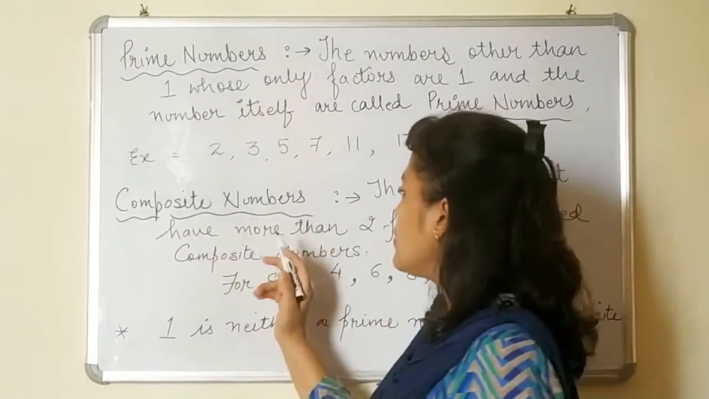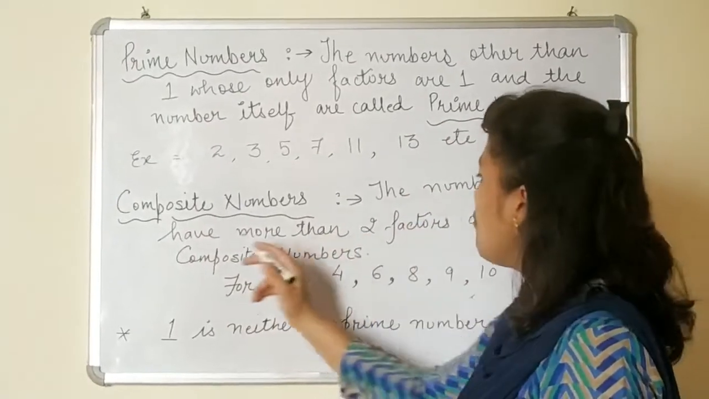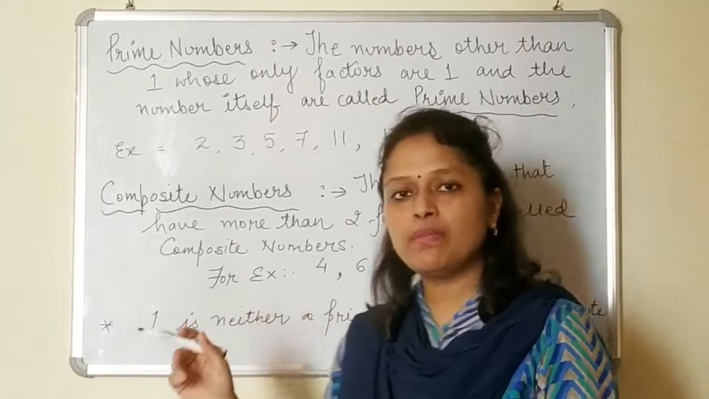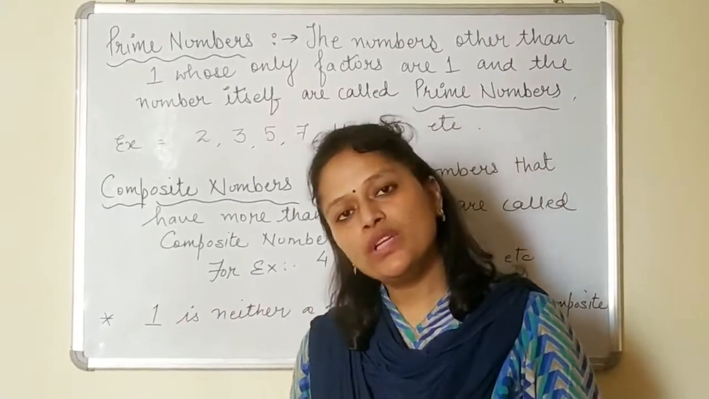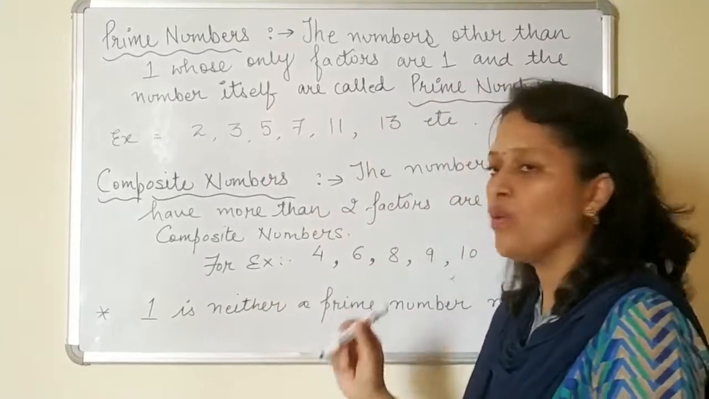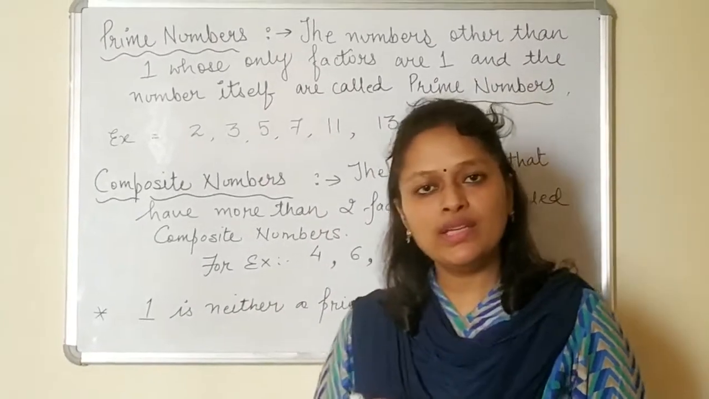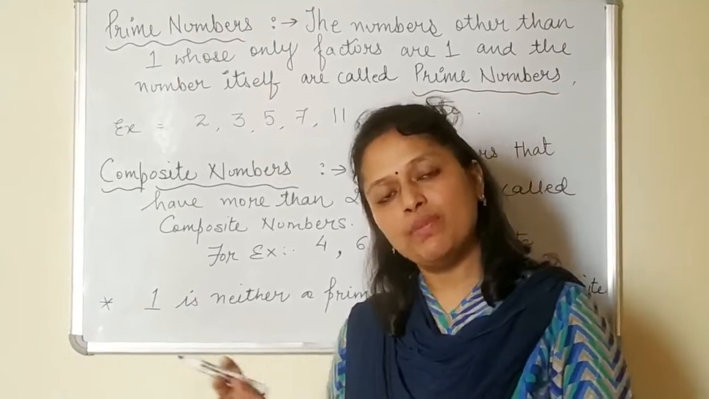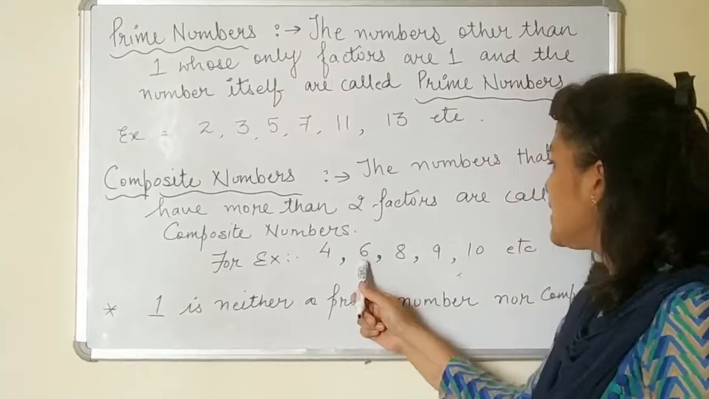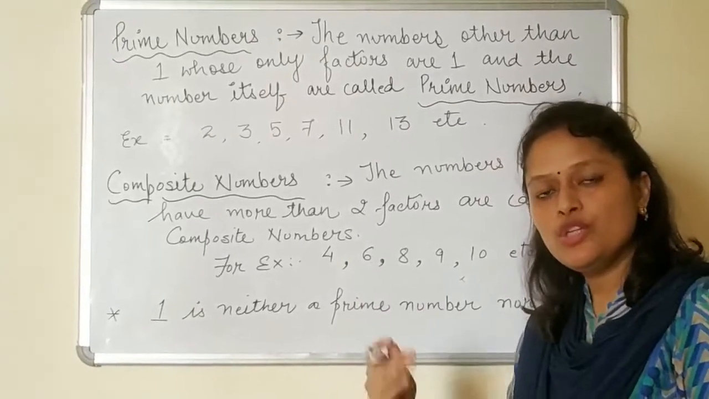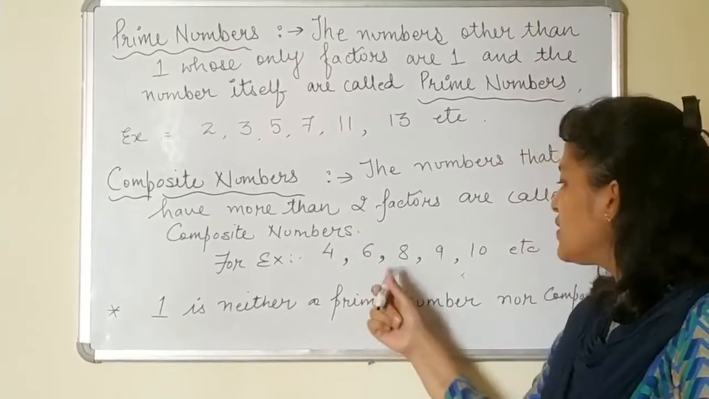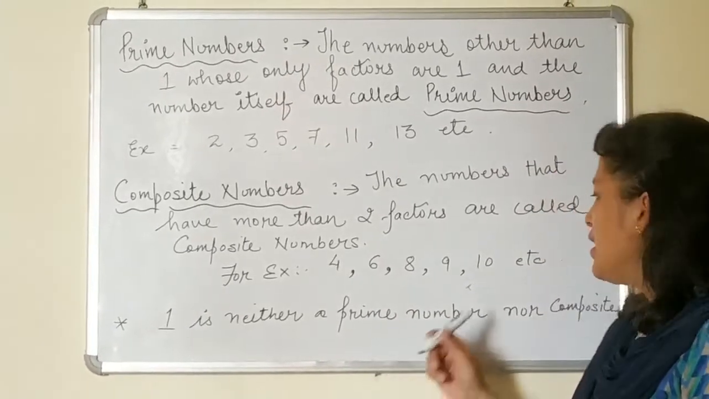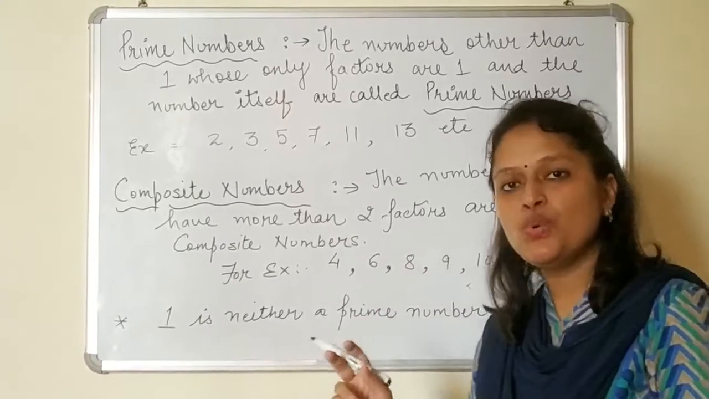Now what are composite numbers? The numbers that have more than 2 factors are called composite numbers. Now these are those numbers which come in the table of more than 2 numbers. Like the case of 4. Now 4 comes in the table of 1, 2 and 4. So it comes in the table of more than 2 numbers. So it becomes a composite number. 6. Now 6 is divisible by 1, 2, 3 and 6. Now 6 has 4 factors. So it becomes a what? Composite number. Composite numbers have more than 2 factors.